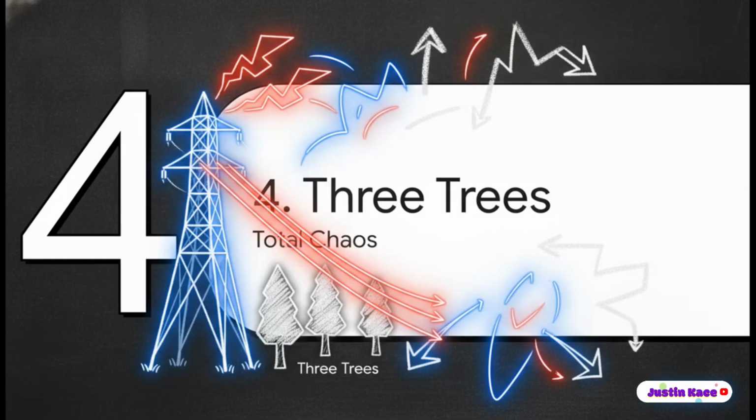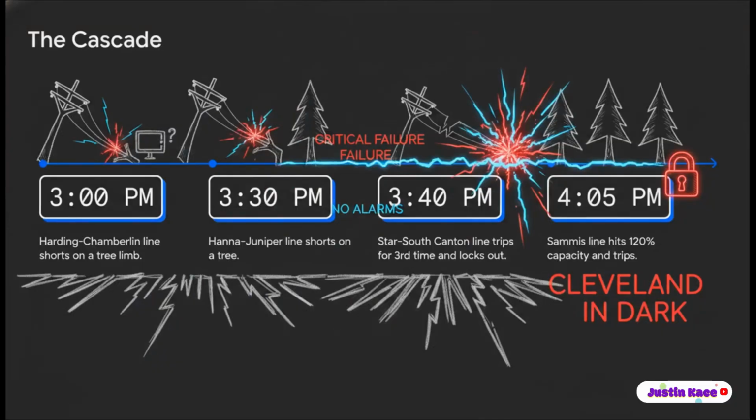Which brings us to Section 4, 3 trees, total chaos. Okay, so remember how Cleveland was desperately importing heavy loads of power from the south? All that current causes transmission lines to heat up. Hot metal expands, and when it expands, those massive, heavy lines start to physically sag closer and closer to the ground. And here is the brutal rule of 3.